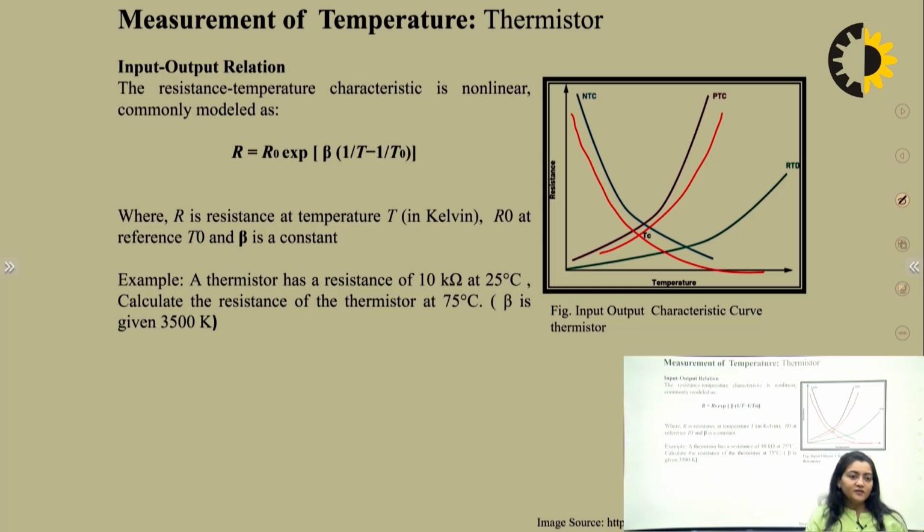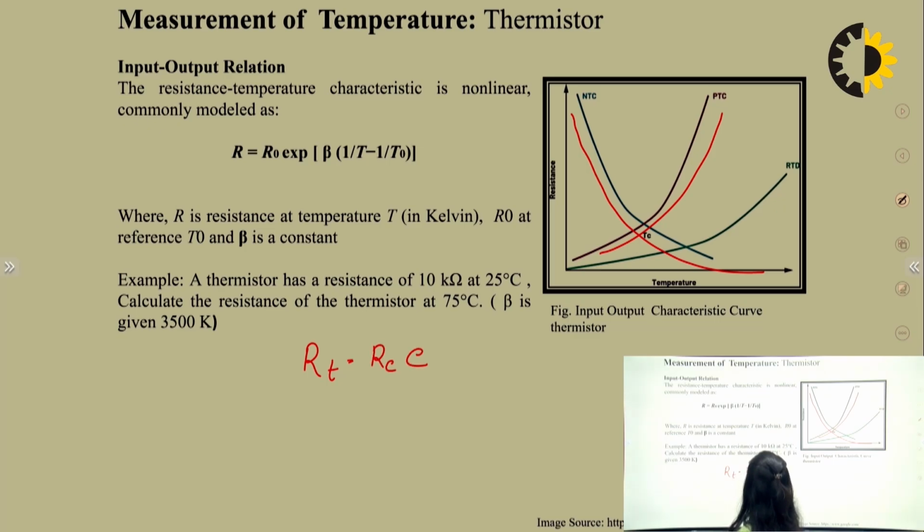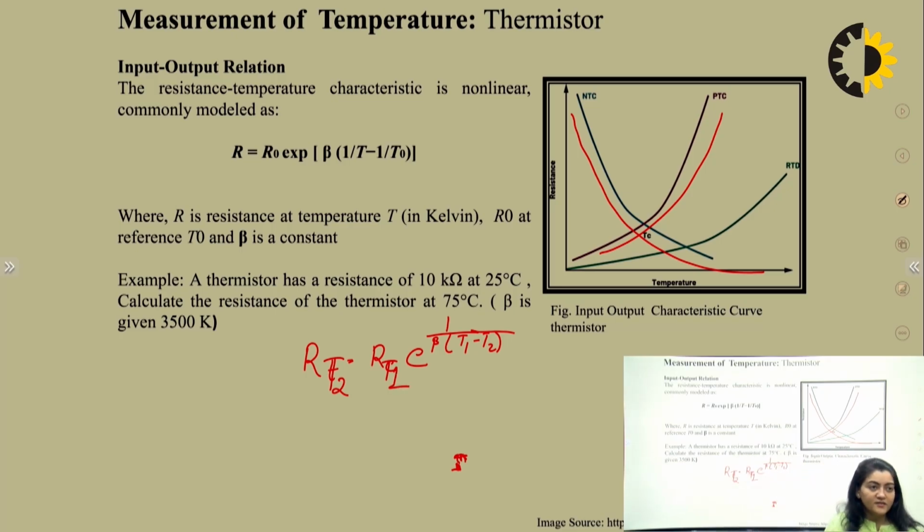So it follows another principle, where the relation is R_T equals R naught e to the power beta times (1/T minus 1/T naught). So mostly it is R_T2 upon R_T1. Here R is the resistance at temperature T, R naught is the resistance at temperature T naught, and beta is a constant.